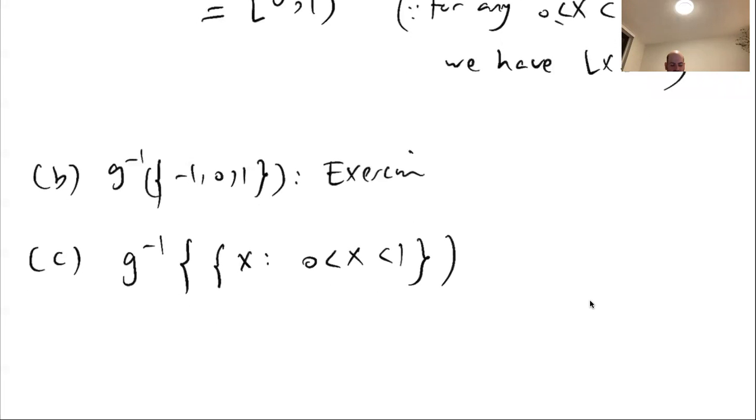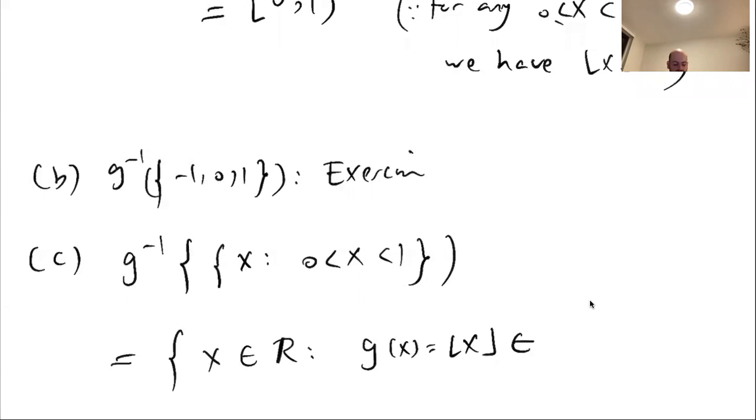So again, according to the definition of g inverse of a set, this means all elements x in R such that g of x, which is floor of x, belongs to this set. The output must belong to this set. All the inputs whose outputs belong to this set. This set means what? The open interval 0 to 1. So which inputs have their outputs belong to this set?